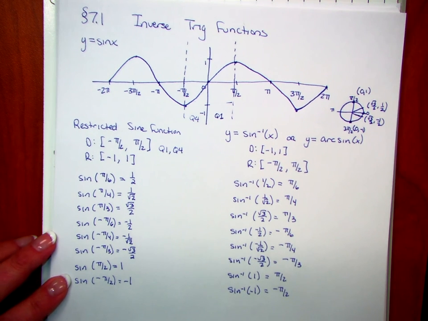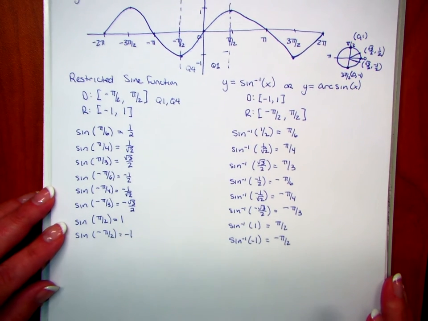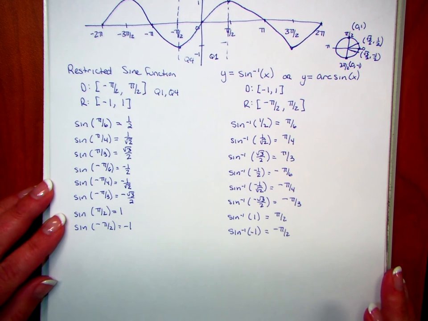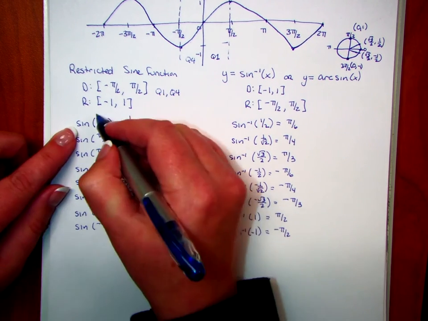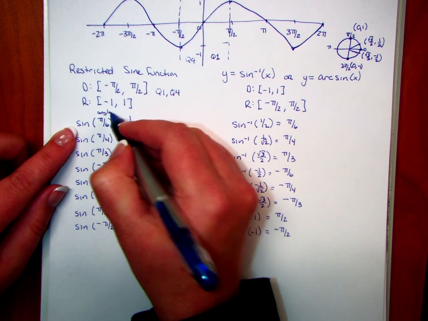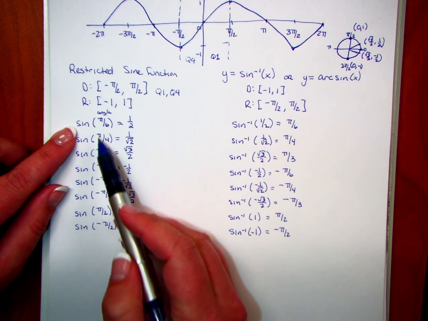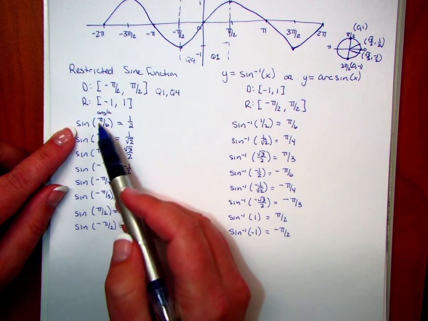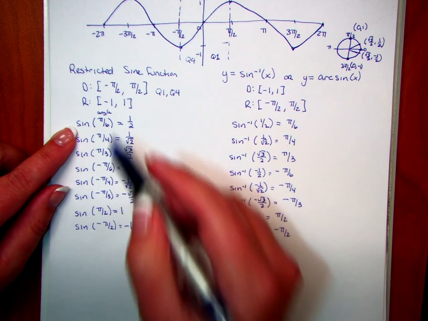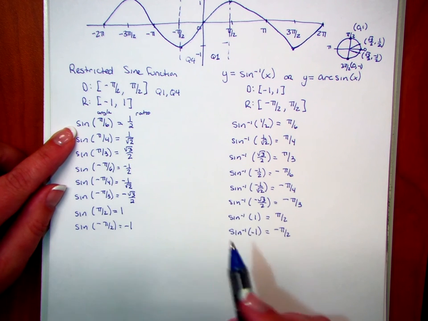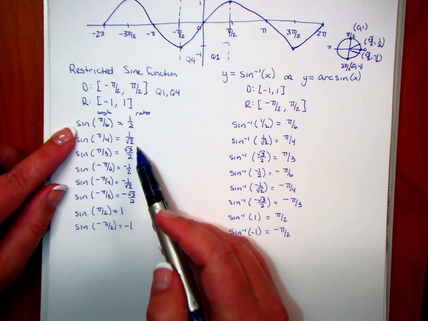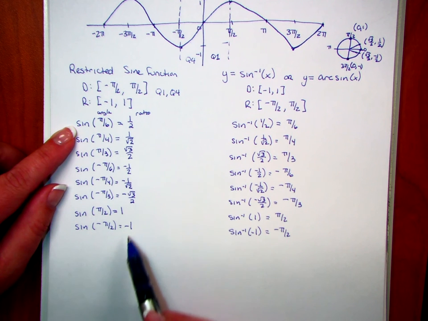Now what I'd like you to do is call these angles and ratios. So we're putting an angle inside the sine function. All of these are angles. And when we do the sine of an angle, we're going to get a specific ratio: 1/2, 1 over rad 2, rad 3 over 2, all of these are ratios.